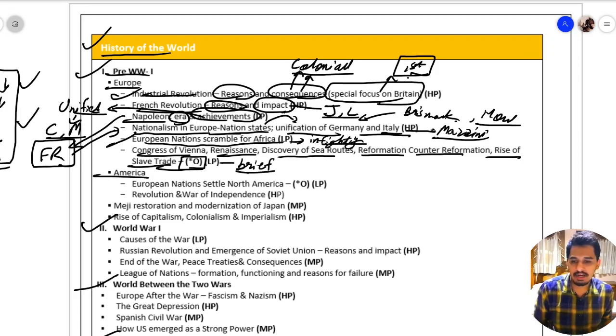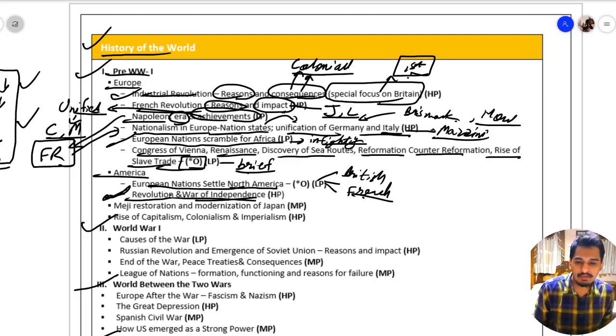Then we have America. In this you should know European nations settle North America. How did various European nations settle the North America, especially the rivalry between British and French with respect to North America. Then we have American Revolution and War of Independence. This is a very important topic. In this you should know why did American Revolution happen in the first place. Okay, and you should know the significance of American War of Independence.